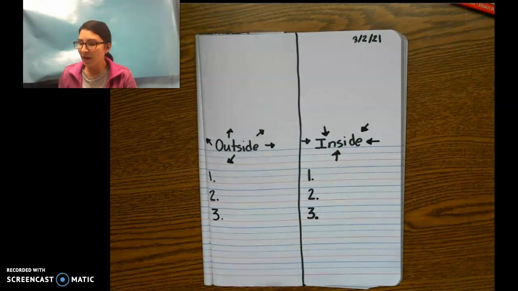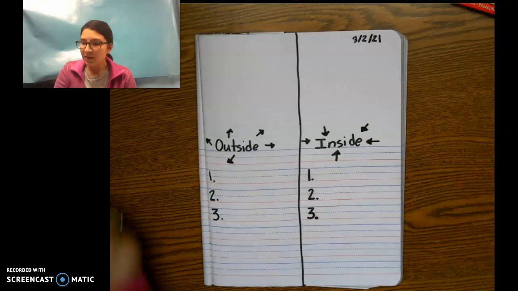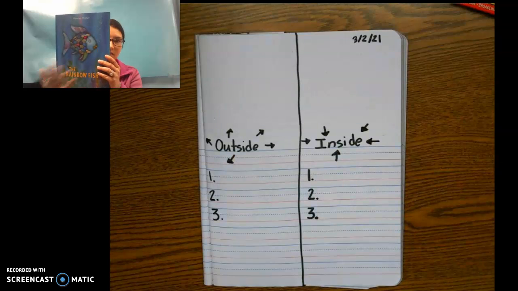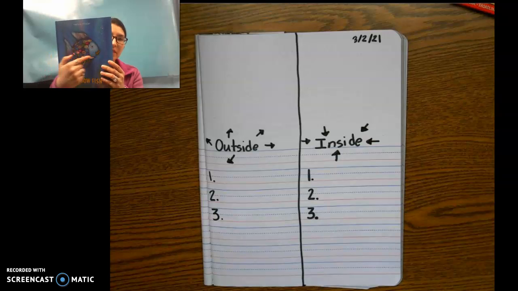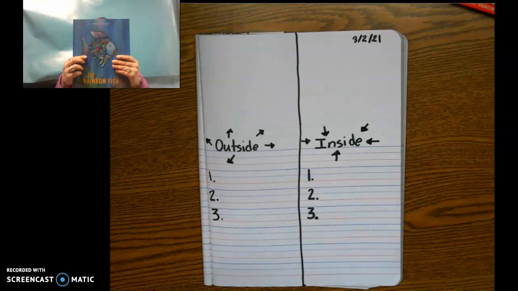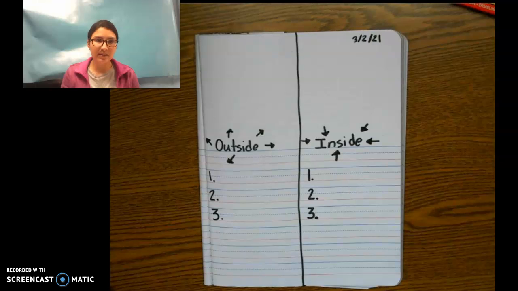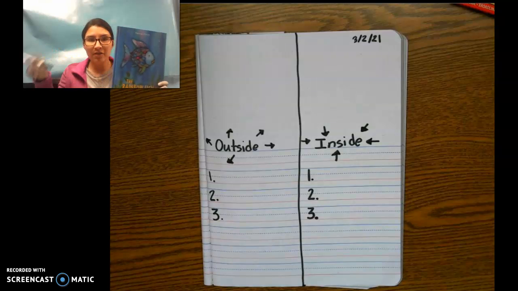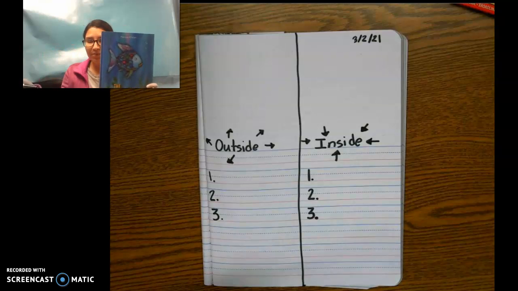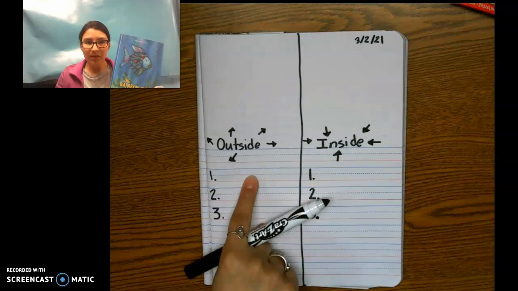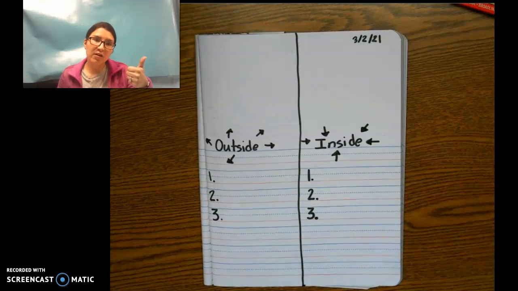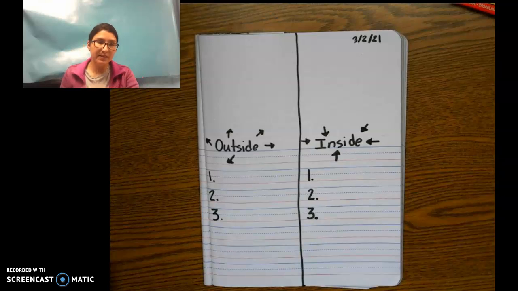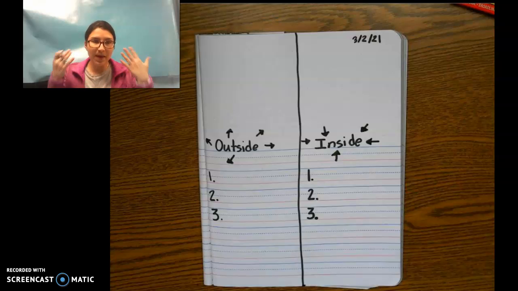But what you're going to do after you set up your journal like this, you are going to list some things about the rainbow fish, the outside. Remember, outside is the physical traits, what we can see. So I'm going to put a picture of the rainbow fish on the slide so you can look at the picture to help you with the outside. List 3 things: his color, his size, his eyes, right? Just different things about the rainbow fish.